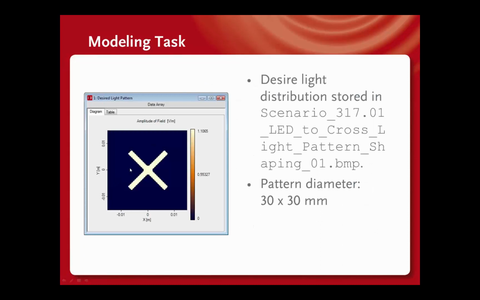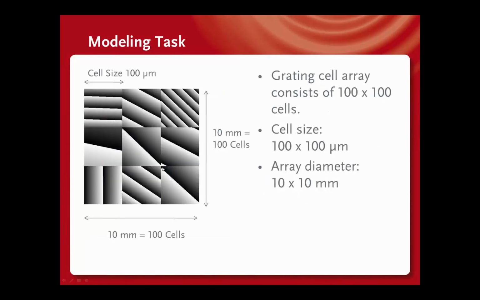This pattern is specified by a bitmap, so you can use, for example, painting software to generate an arbitrary light distribution. You can actually also use a text file to specify an intensity distribution. Here this light pattern should have a diameter of 30 millimeters. The grating cell array used for the light shaping should consist of 100 by 100 cells with 100 microns cell size. So the grating cell array is 10 millimeters by 10 millimeters.